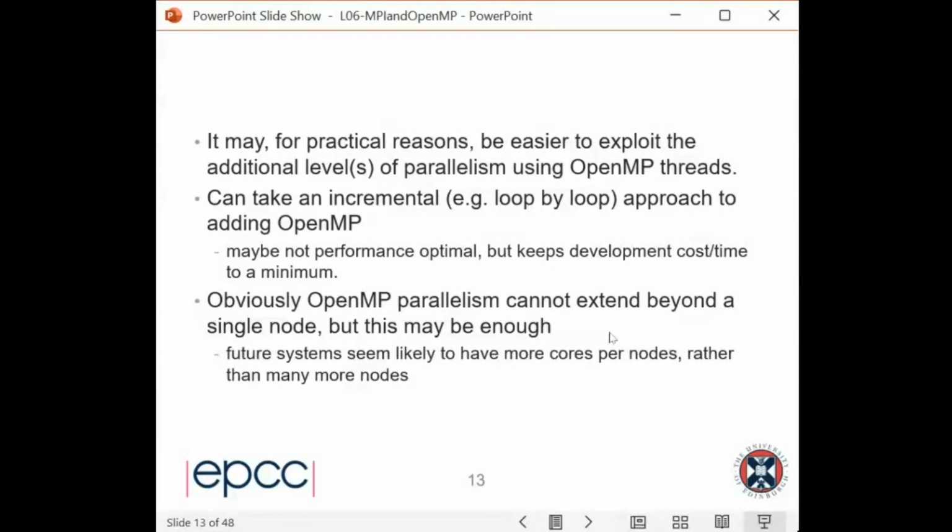As I said, on ARCHER2, this gives you an additional factor of 128 threads. So that's a large factor. So in fact, the fact that you can't do OpenMP between nodes doesn't really have any implications for how much this will benefit your scalability.